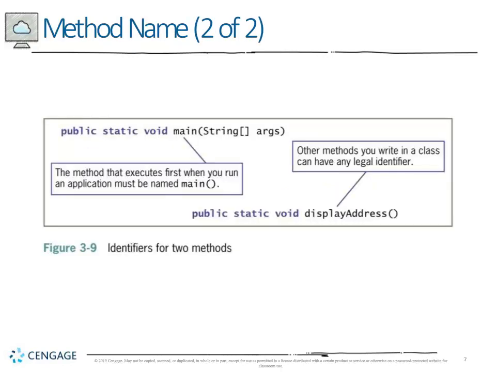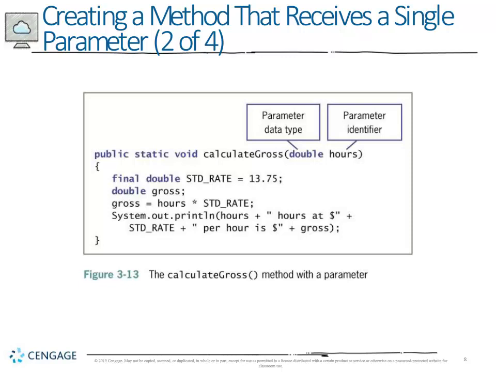When you run an application, the first method to be executed must be named main. So we always start execution in the main method. For the other methods, you can just use a legal identifier. Then the method can also have a parameter list. Previously, displayAddress had no parameters. In this example, calculateGross, we have double hours.